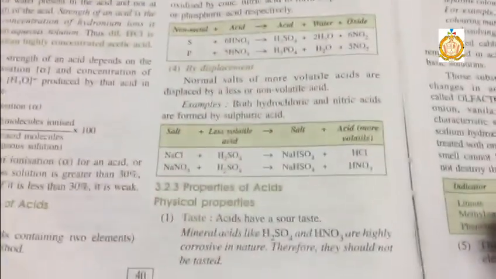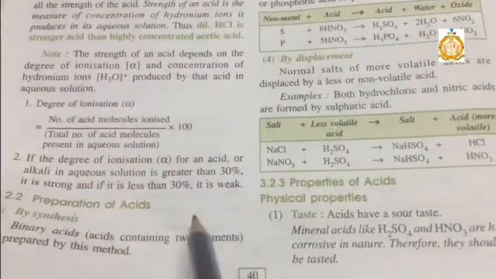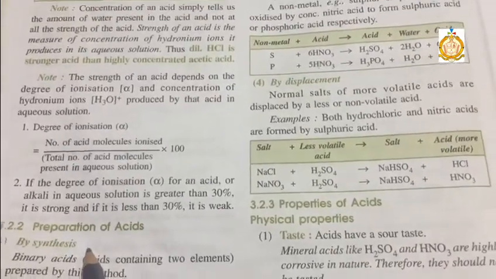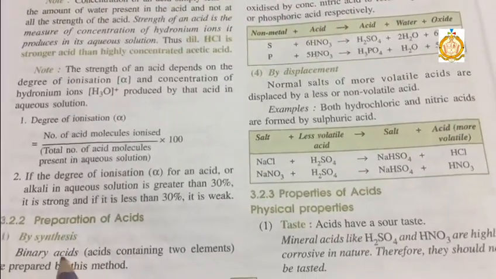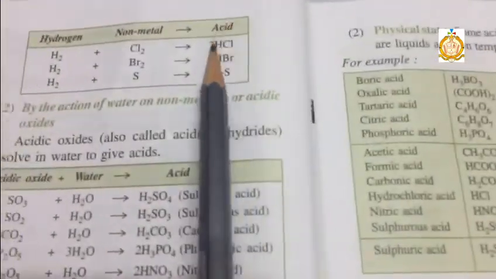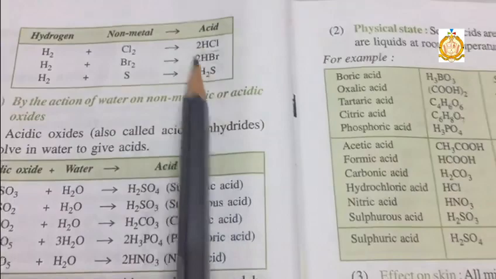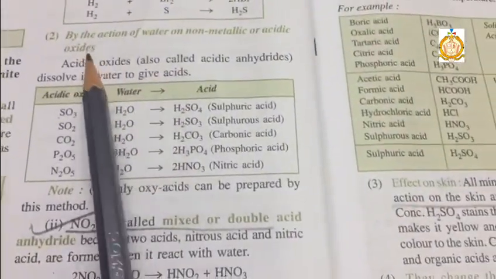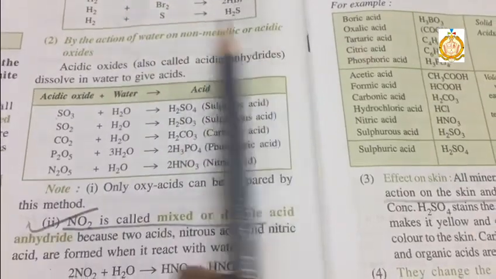Next one is preparation of acids. The synthesis method means a direct combination. Binary acids, which contain 2 elements, can be prepared by this method. Like these, they are binary acids, and they can be prepared by the synthesis method. Next one is by the action of water on non-metallic or acidic oxide.